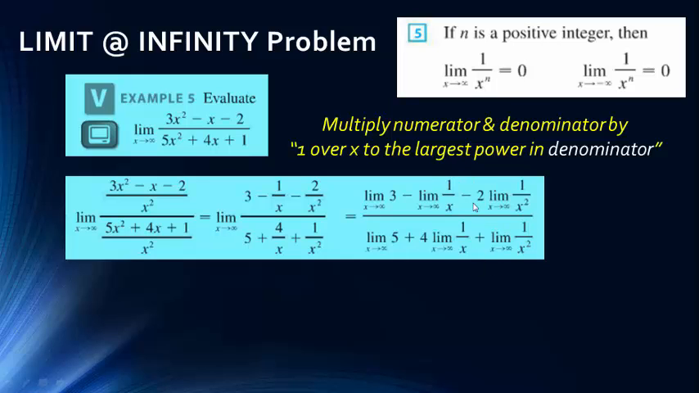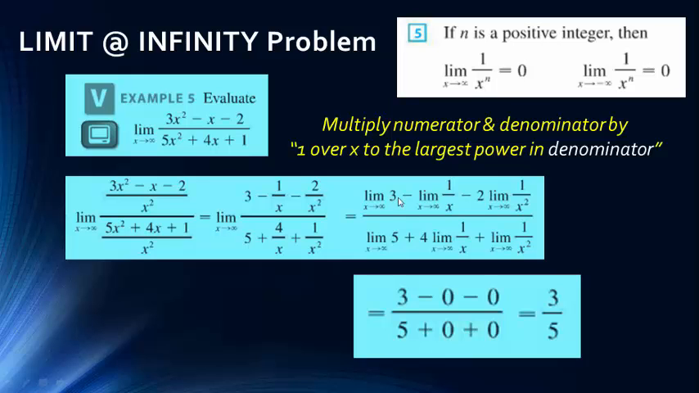So all 4 of these pieces become 0. And remember, the limit of a constant is just that constant. So here we get 3 minus 0, etc., 5 plus 0 plus 0. And so this actually equals 3/5. You need to know this rule that when you're evaluating a limit as x goes to infinity of a ratio of 2 polynomials, this is a simple way to kind of solve it algebraically.